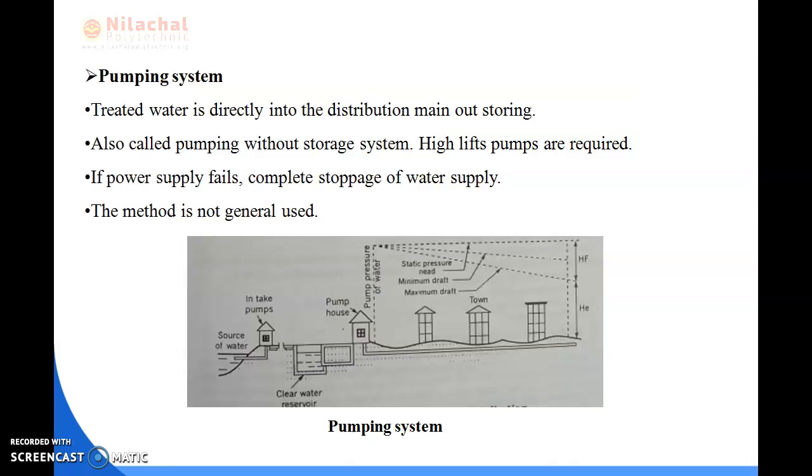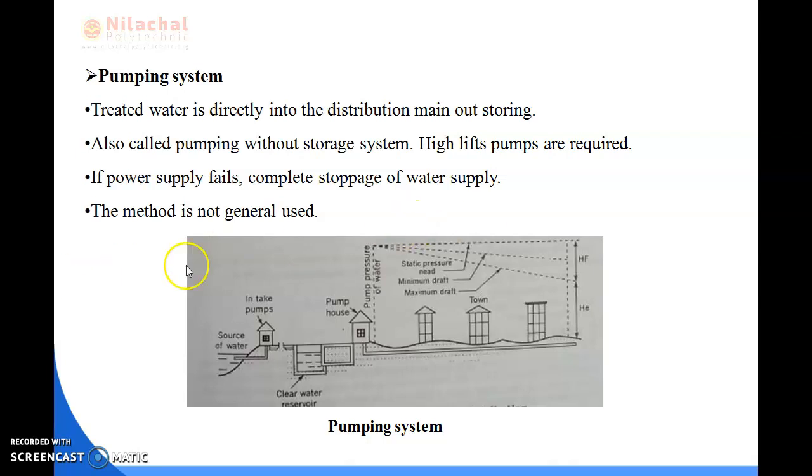Next, we will be reading about the pumping system. Pumping system means the treated water is pumped directly into the distribution main without storing. It is also called the pumping without storage system. High lift pumps are required. If the power supply fails, then the complete supply of water will be stopped. Then the method is not generally used.